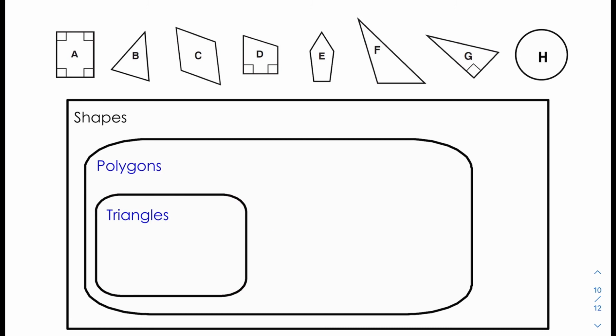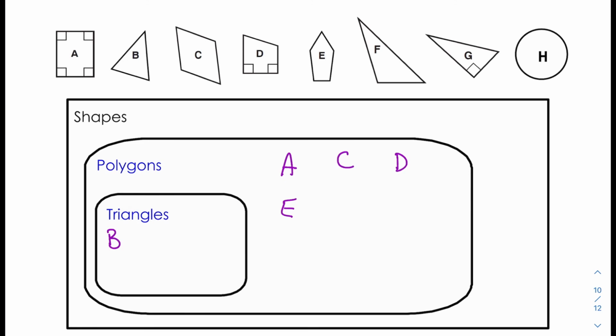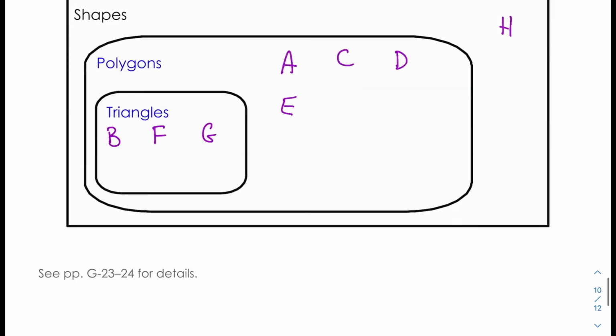So A would fit in this area. B is a triangle. It'll fit here. C is a polygon. D is also a polygon. E is a polygon. F is a polygon and a triangle. G is a triangle and a polygon. And H goes out here because it is just a shape. It's not a polygon or a triangle.